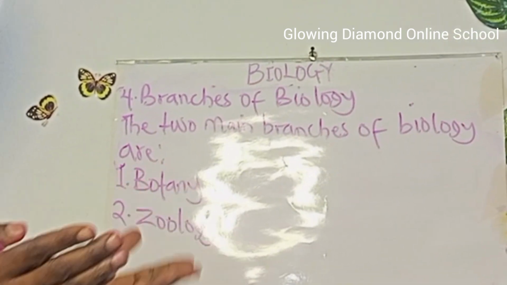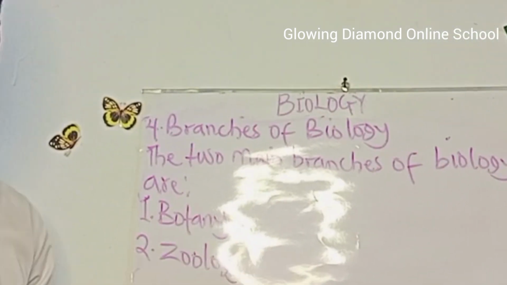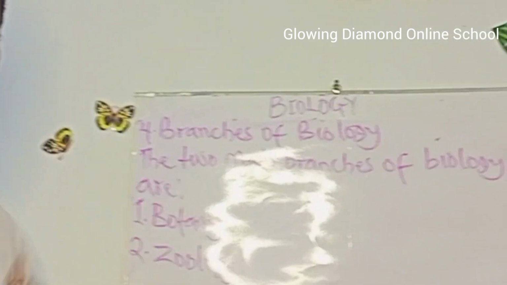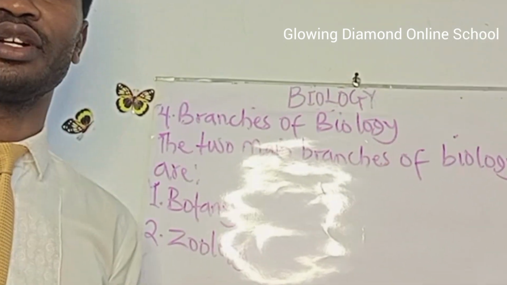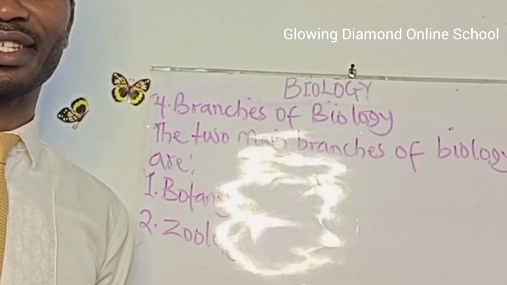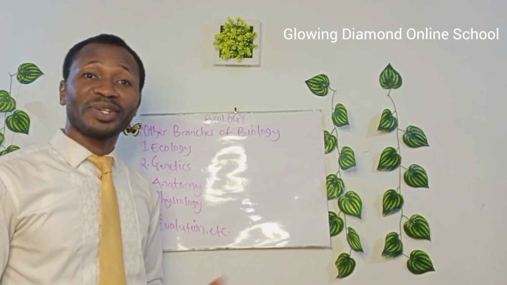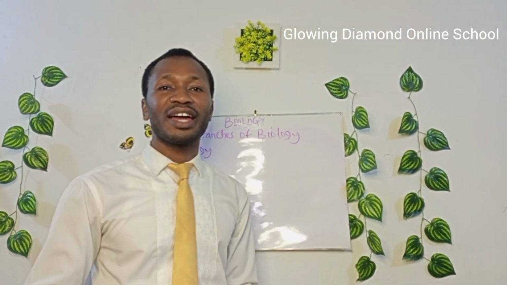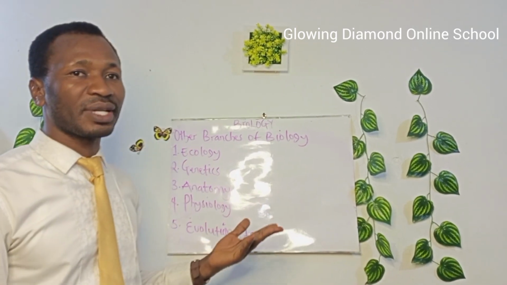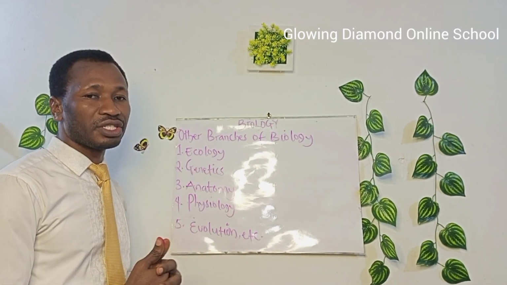Botany is simply the study of plants, all the plants we have around us. When you pick any one to study, what you are doing is botany. Then zoology has to do with the study of animals, human beings, and other animals around us. Don't forget, I said biology has two branches, which are botany and zoology. But there are other branches we are going to look at now. One, we have ecology.